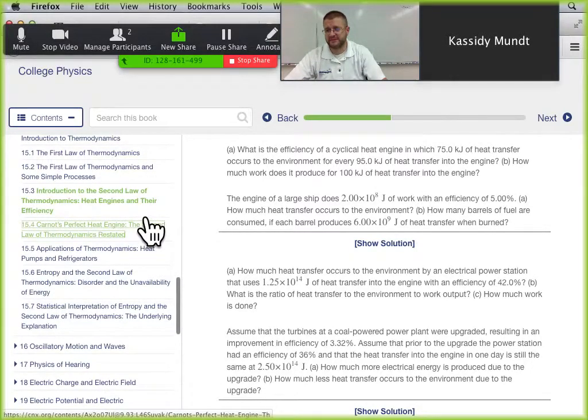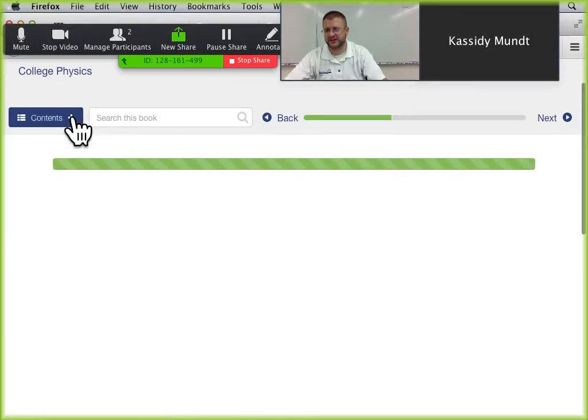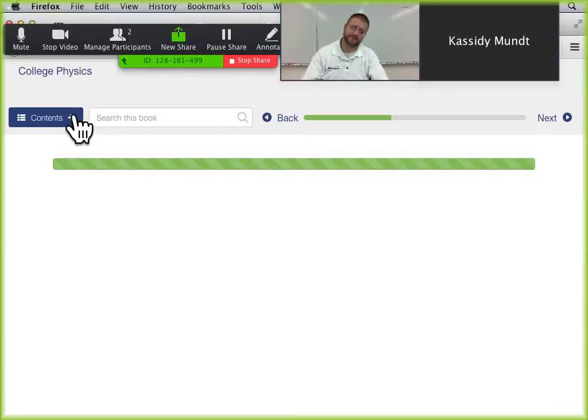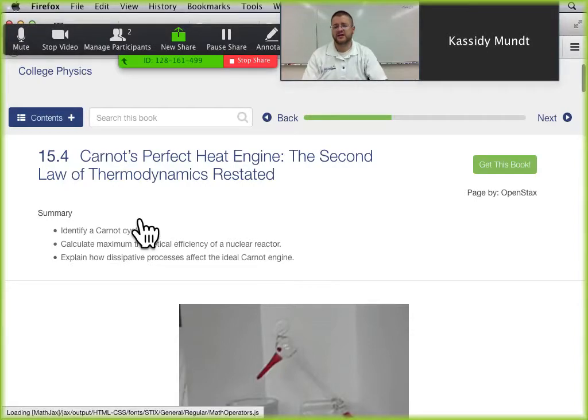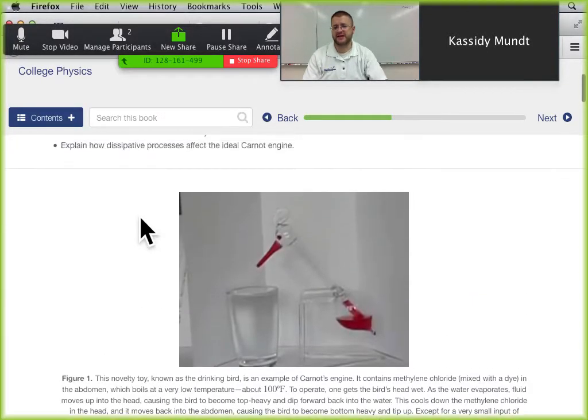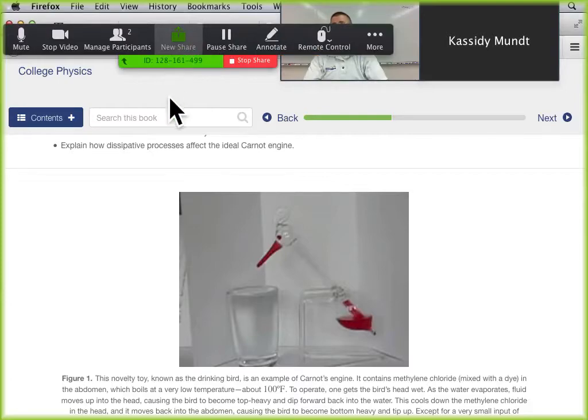Okay, so we talked about Carnot's perfect heat engine a bit. And the Carnot cycle, we talked about his heat engine with the little drinking bird toy, right? Oh, you want the screen on? Okay, go ahead.